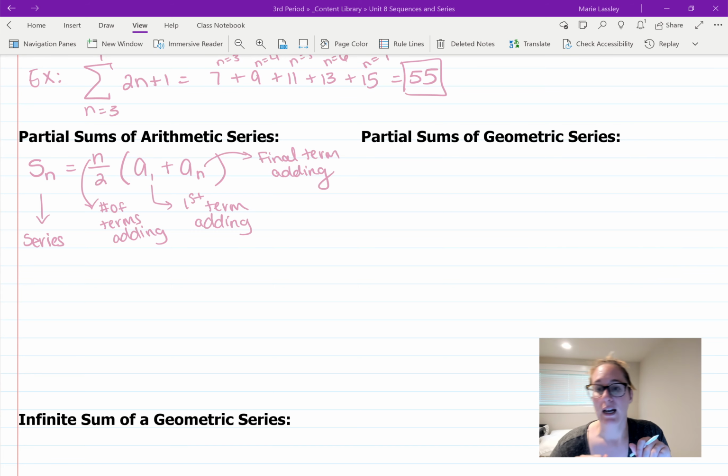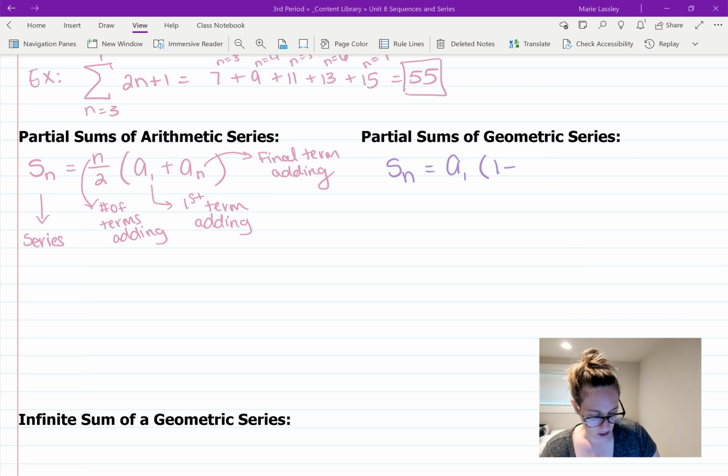So that's your formula. For geometric, it's a little bit different, because remember, a geometric sequence is different, right? They're not the same formulas. So this is what it would look like for geometric. It would still be S sub n, because that's our general series notation. Equals, and then this one is going to be a1, your first term, parentheses, 1 minus r to the power of n, all over 1 minus r.